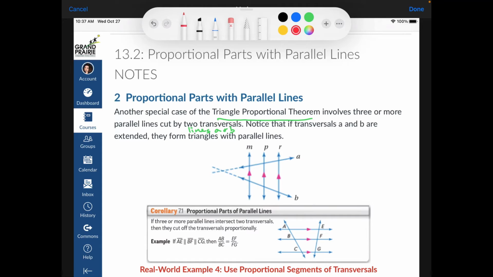it brings us to this corollary, and a corollary just comes from the theorem. It's just kind of as a result of the theorem that we've talked about. As a result of this triangle proportional theorem, we have this corollary 7.1 that says that if 3 or more parallel lines are intersected by 2 transversals, then they cut the transversals proportionally. And so if this is the case, then we can say that AB is proportionate to BC, and EF is proportionate to FG.